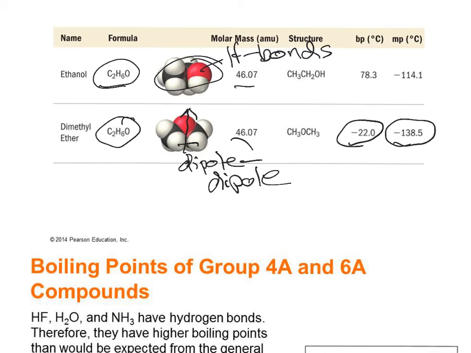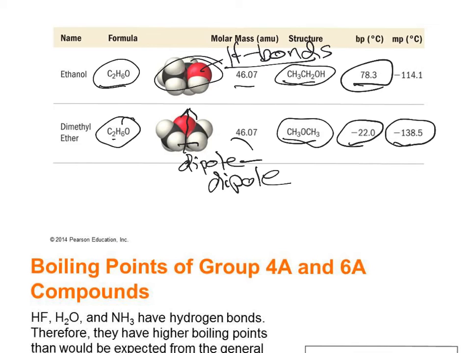And to show you how much stronger a hydrogen bond is than a typical dipole-dipole, doing this comparison, the boiling point is about 100 degrees greater. That means it takes that much more energy to break the liquid apart into the gas phase than it does for a very similar isomer. And the big difference is hydrogen bonding can take place.